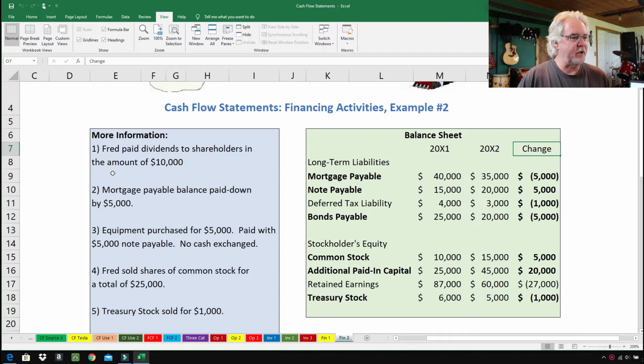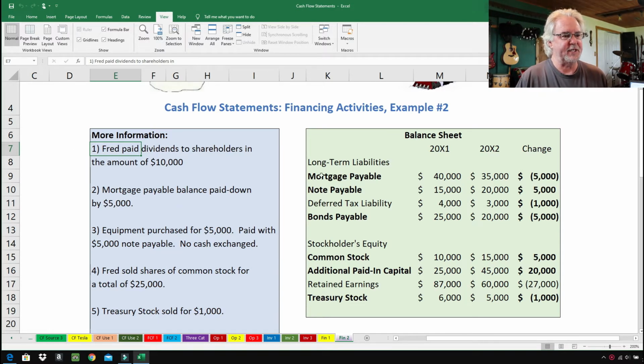So here we go. Over here on the left-hand side with more information, I've got Fred paid dividends to shareholders in the amount of $10,000. Now in the financing section, any transactions that involve owners go in the financing section of the cash flow statement. Fred paid dividends of 10 grand. That's going on the cash flow statement as a negative number. It's a use of cash.